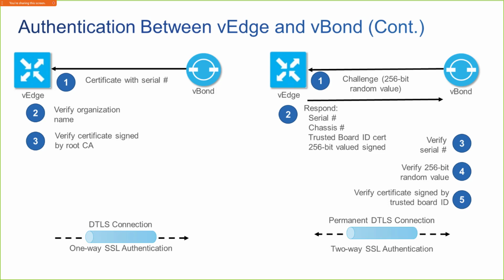We're also going to compare the serial number and the chassis numbers to that authorized device list that we installed. Those have to match in the file. We check whether the signing is done correctly on that 256-bit random value. And then we also use the root CA to verify that the router's board ID certificate is valid and the certificate itself is valid that's being presented by the vEdge device.